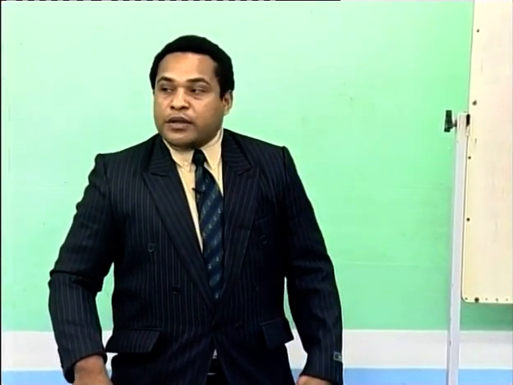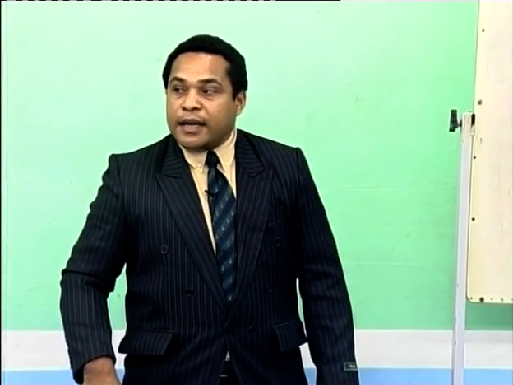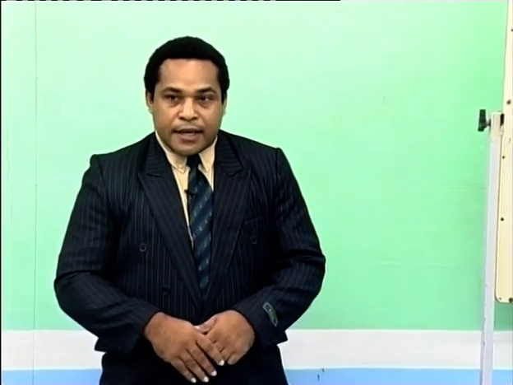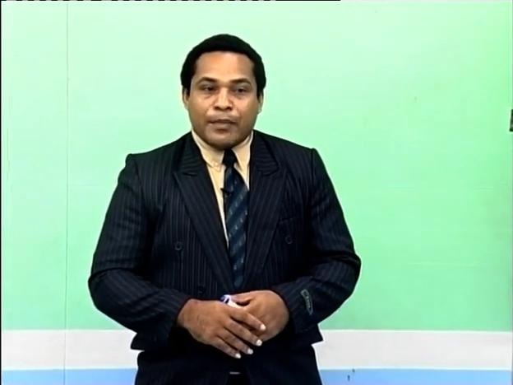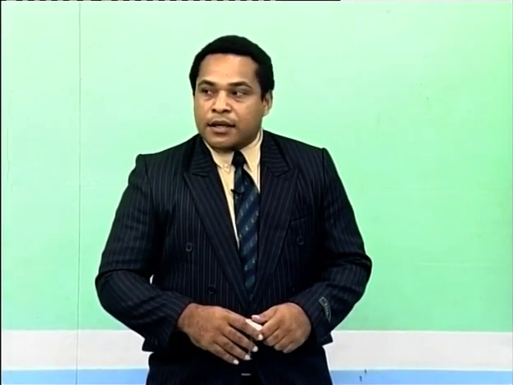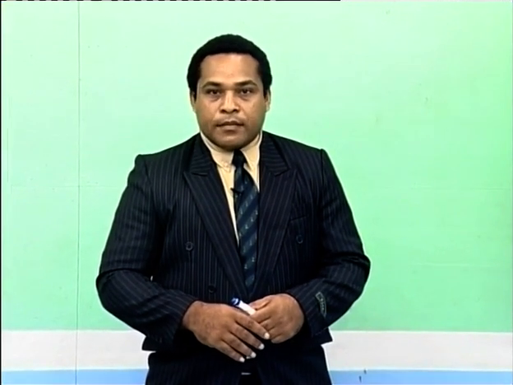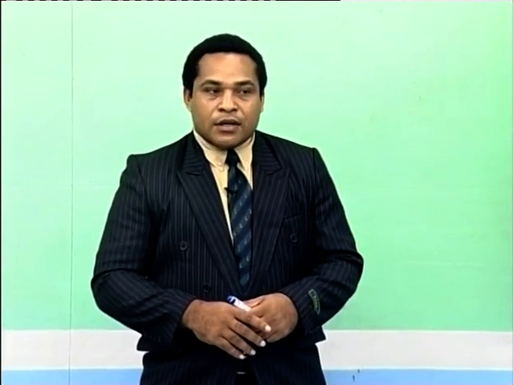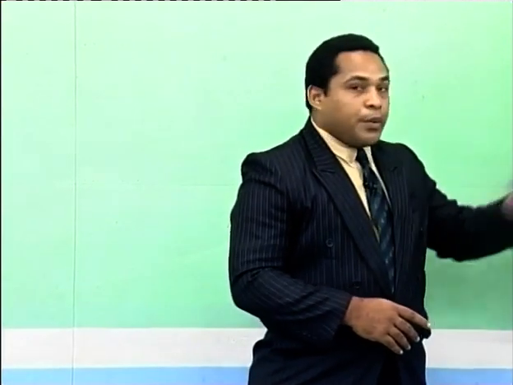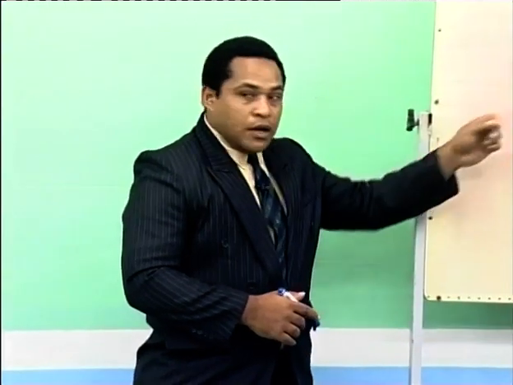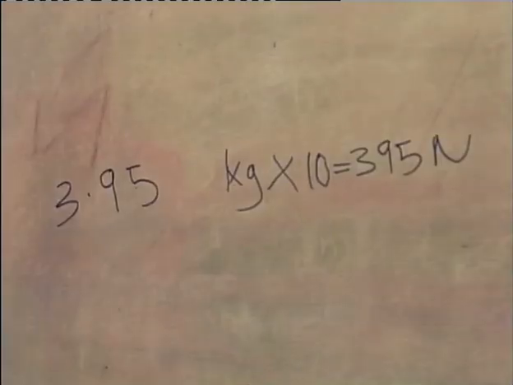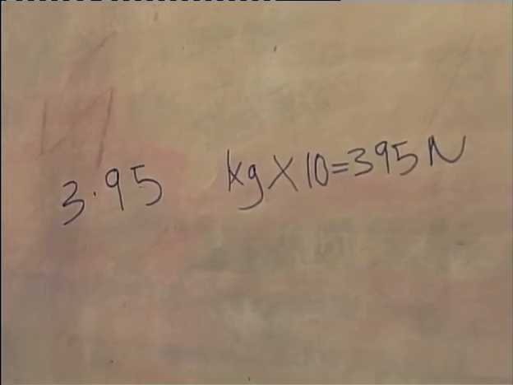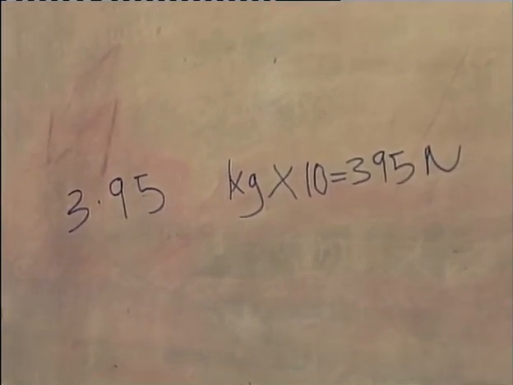Now, when we looked at our summary in the last lesson, it says that if the scale is in kilograms, you multiply by 10 to get Newton. That was our summary for the last lesson. So here we have 3.95 kilograms, okay? So we multiply by 10 to give us 395 Newton. Are we clear? Okay, very good.